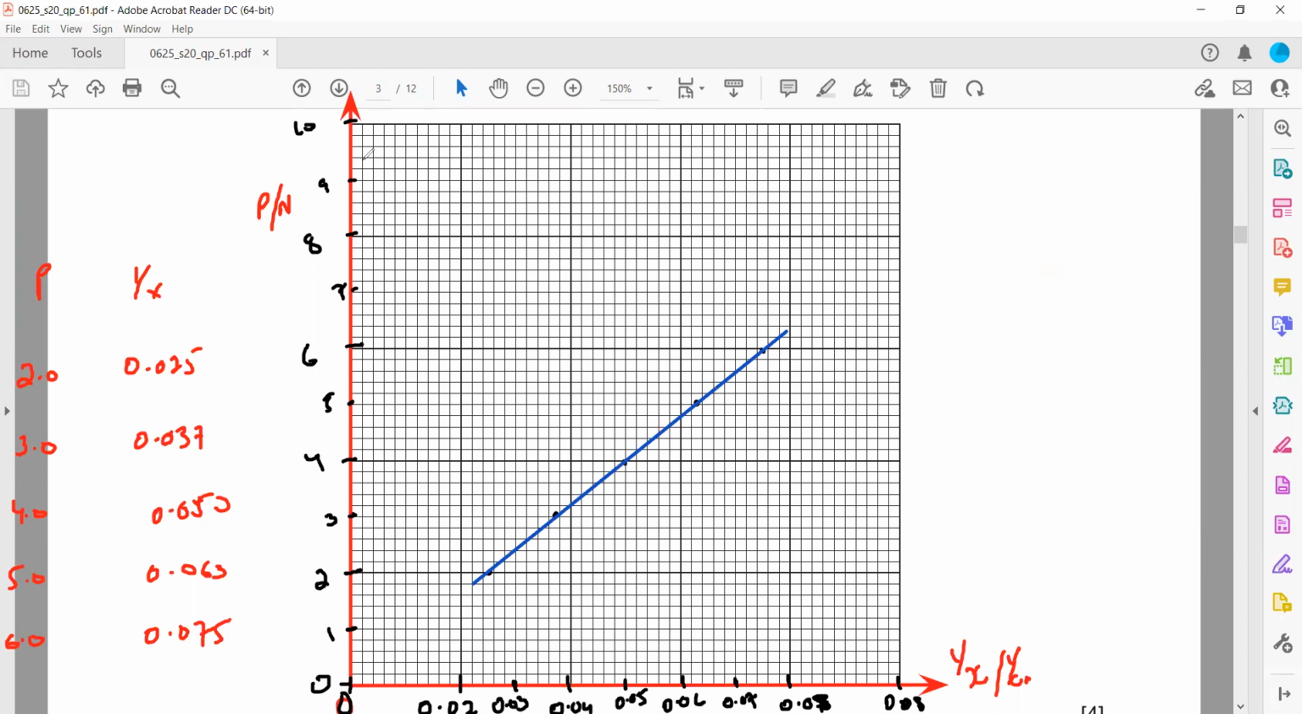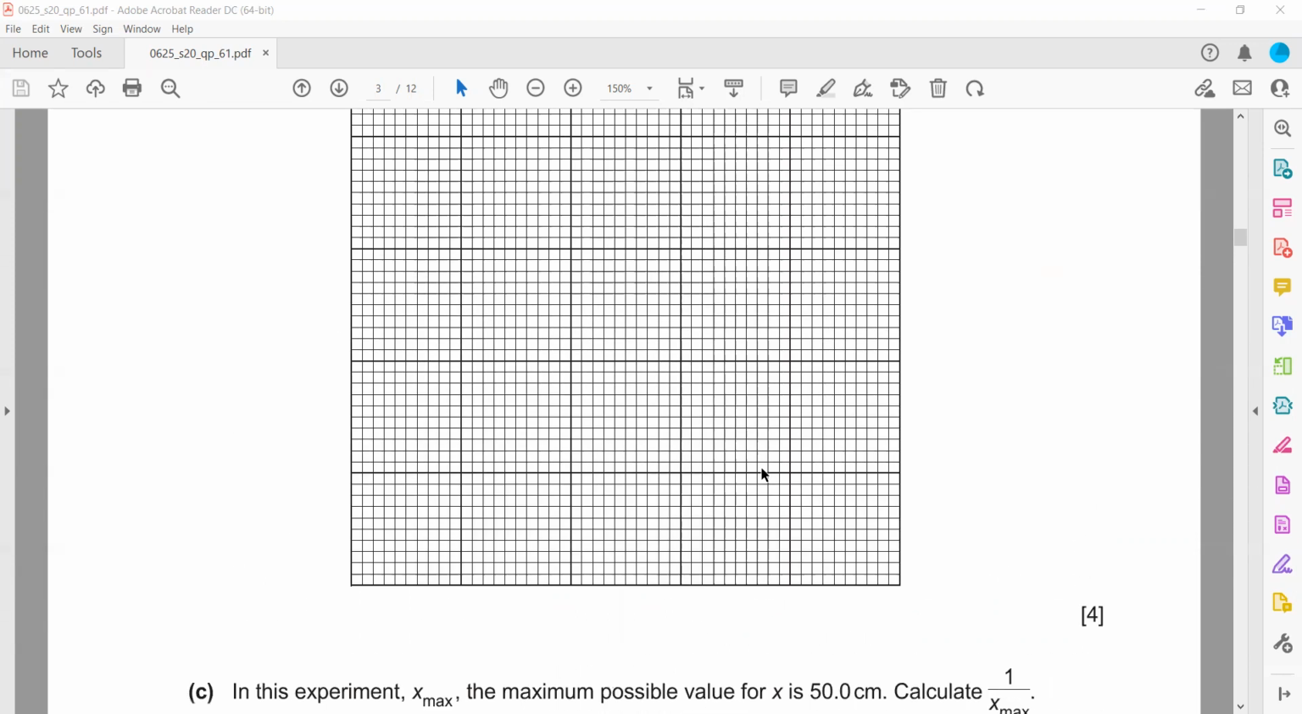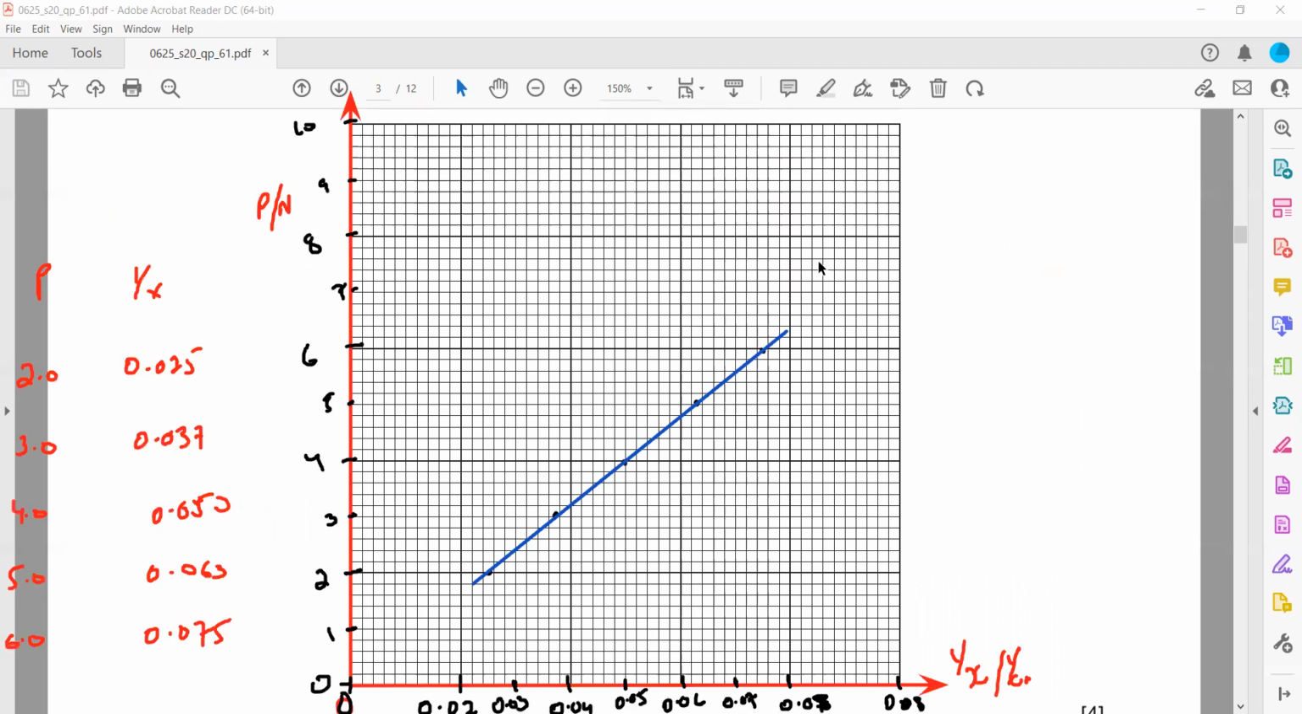So using 1 divided by 50, we'll get the maximum value of x. And use the graph to determine the minimum value of P required to balance the meter rule, and show clearly on your graph how you determine this value. So we need the minimum value of P. How to determine the minimum value of P? First, 1 over x, the value of x is equal to 50. So 1 divided by 50 is equal to 0.02.